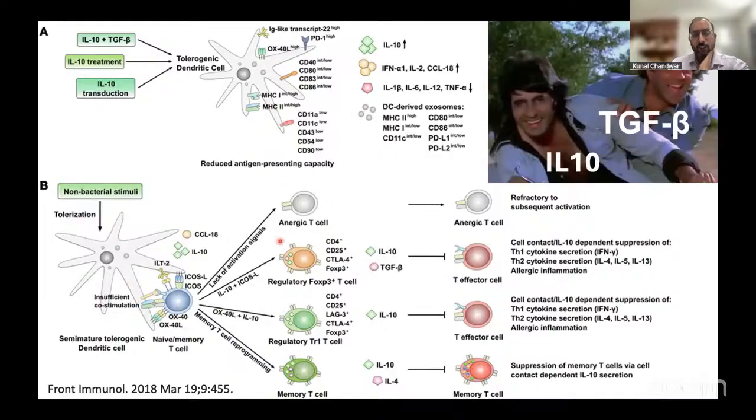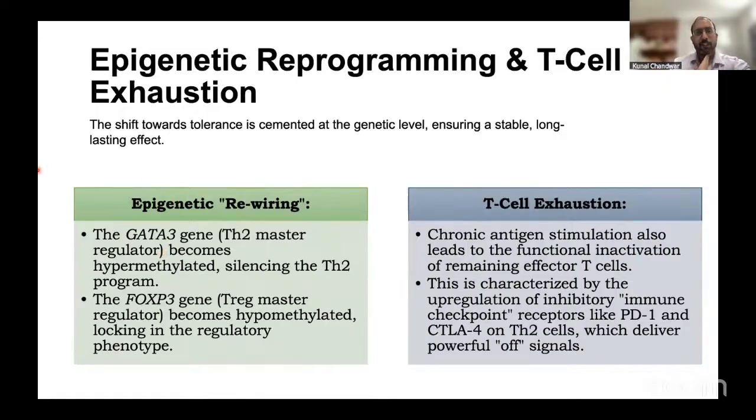They cause anergy to T cells. They cause an increase in the amount of regulatory FOXP3 positive T cells, a further increase in the amount of regulatory TR1 T cells, an increase and reprogramming of memory T cells, reduce the function of effector T cells, and also change the kind of memory T cells that are already there. So they bring a lot of smoothness and calmness to the environment of allergies that are there.